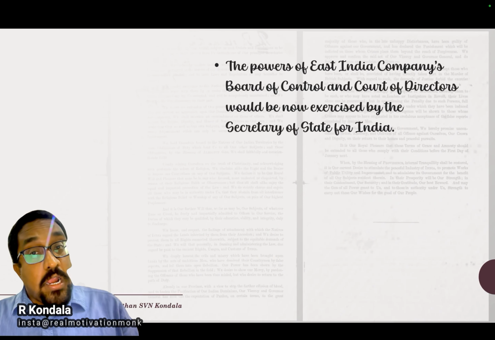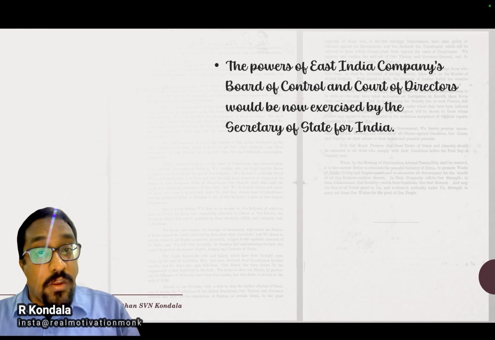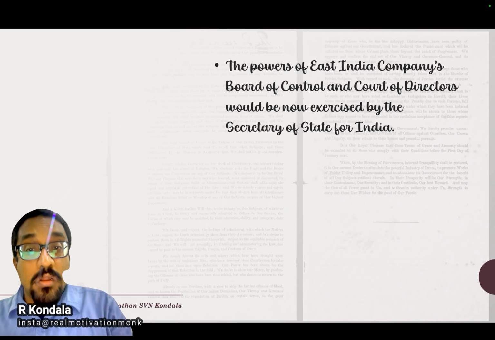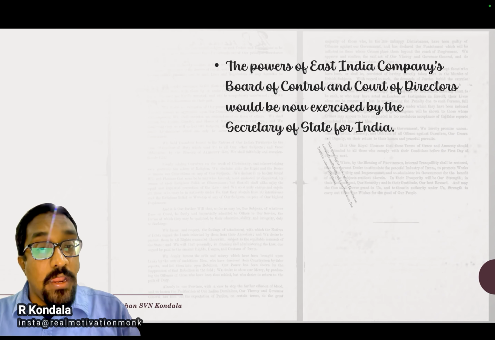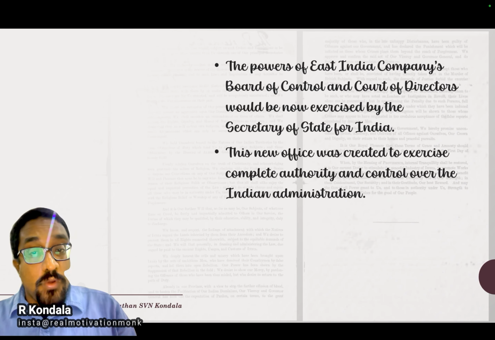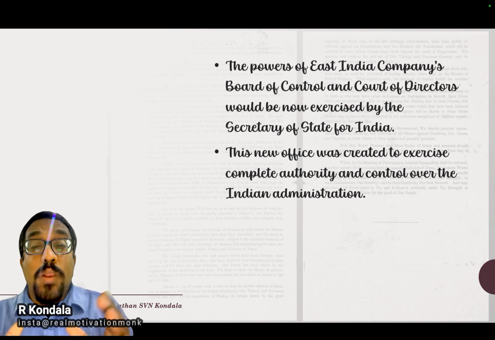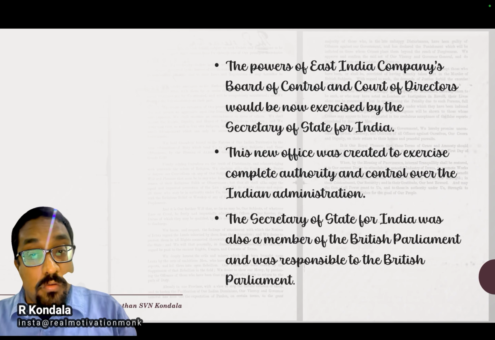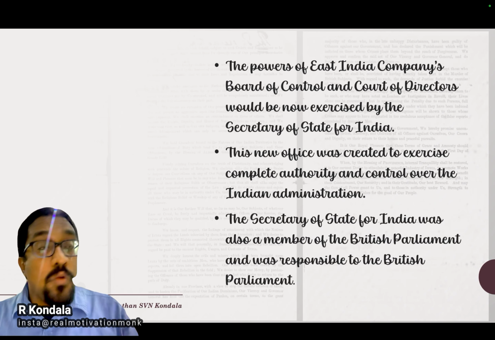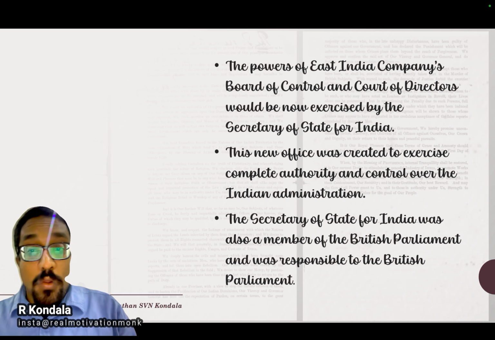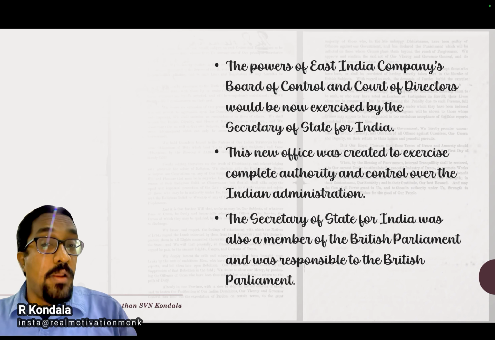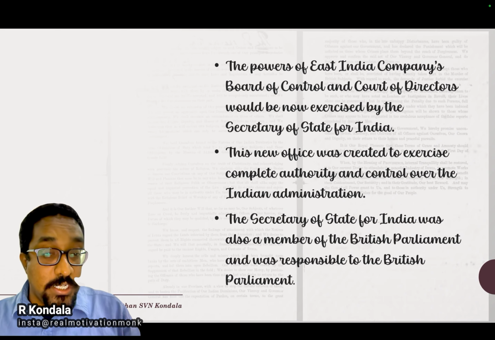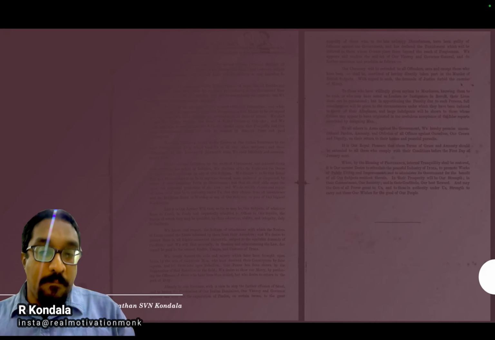Simultaneously, the powers of the East India Company's Board of Control and Court of Directors were now to be exercised by a newly created office in London known as the Secretary of State for India. This new office was created to exercise complete and comprehensive authority over Indian administration by the British Crown. The Secretary of State for India was also a member of the British Parliament, was responsible to the British Parliament, essentially introducing the principle of responsible legislature for the first time in India.